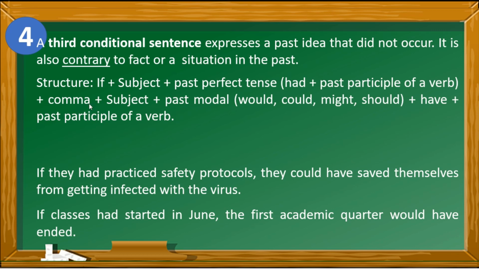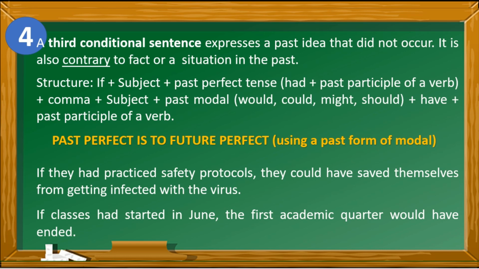And then plus comma, and then in the result clause, subject plus past modal. Again, would, could, might, should. And then this time, there is another word to be added, and that is have, plus past participle of a verb, and the rest of the sentence. To summarize this, we can come up with this. Past perfect is to future perfect, but that future perfect is in the past form of modal.